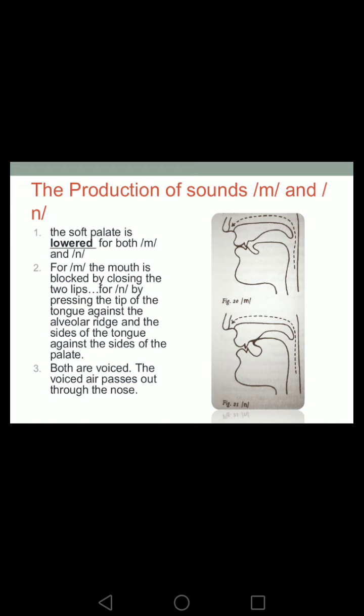And what is shared by all these sounds is that the voiced air goes through the nose and not through the mouth. When the air comes out, it goes through the nose, not through the mouth.